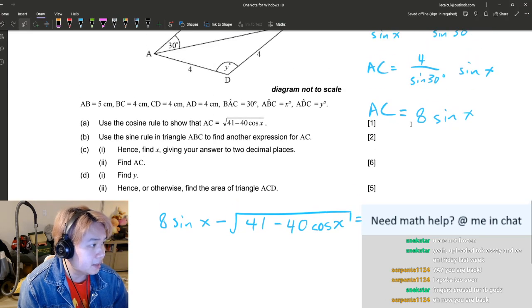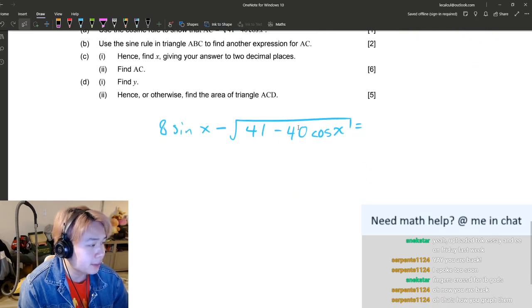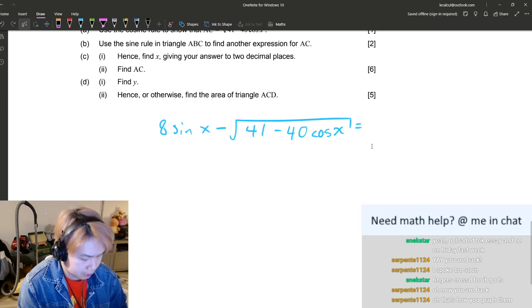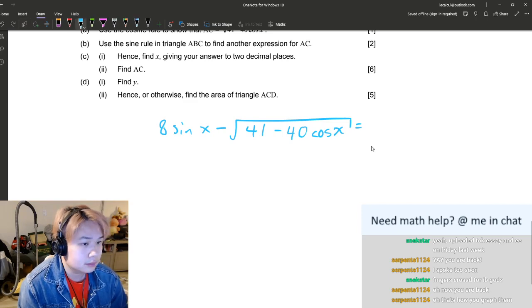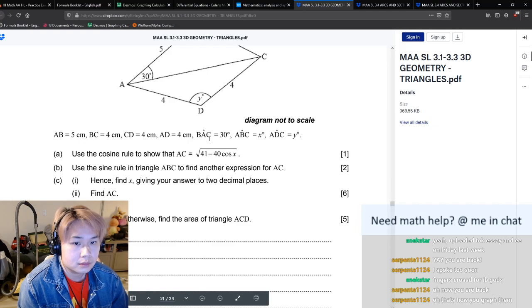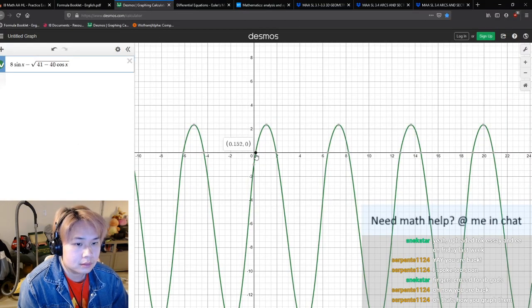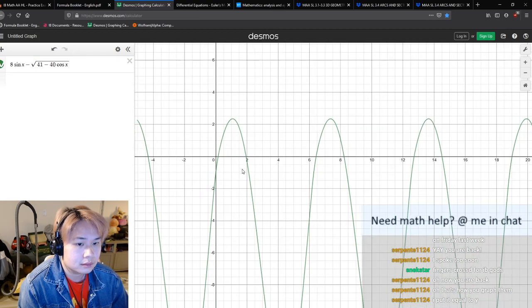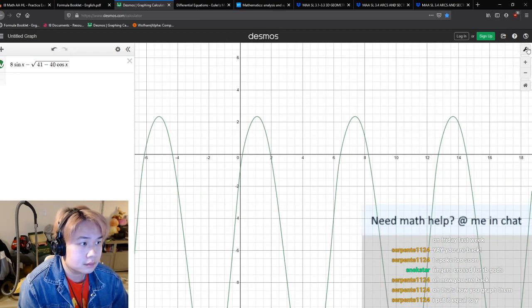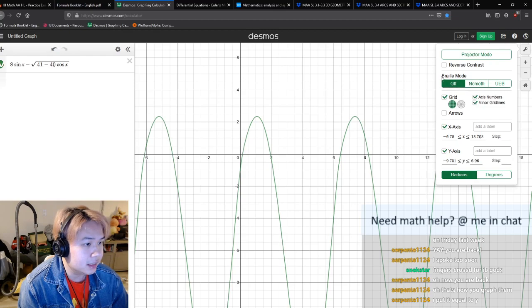But anyways, Serpent. So from part B, you have this expression for AC, and then you equate that to part A, and then you just move it over to one side and solve when this is equal to 0. And then I should make sure that this is in degrees.